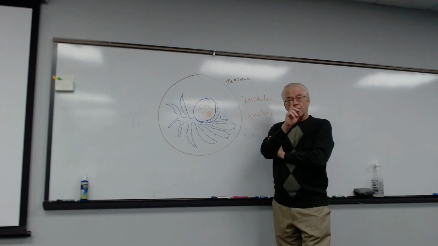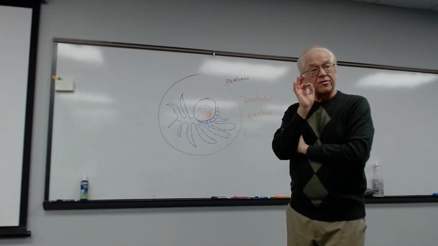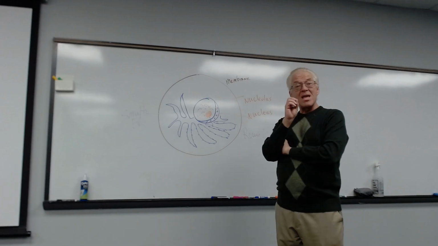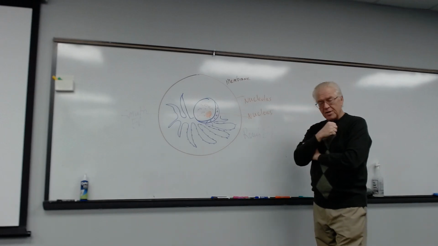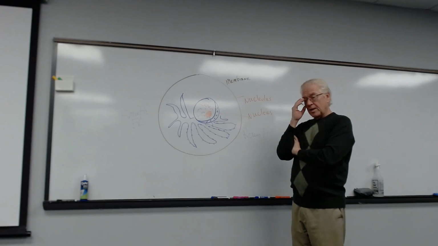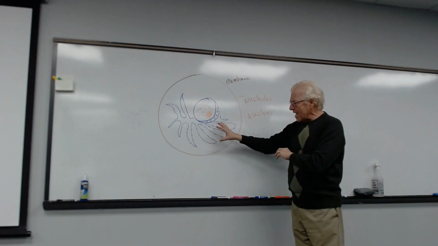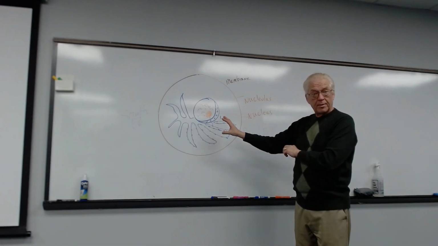Now, rough ER. We're making proteins. Well, what cells are constantly making a lot of proteins? Muscle cells. So they have an abundance of rough ER. Does that make sense? Anybody who's making a lot of proteins has to have a lot of rough ER.